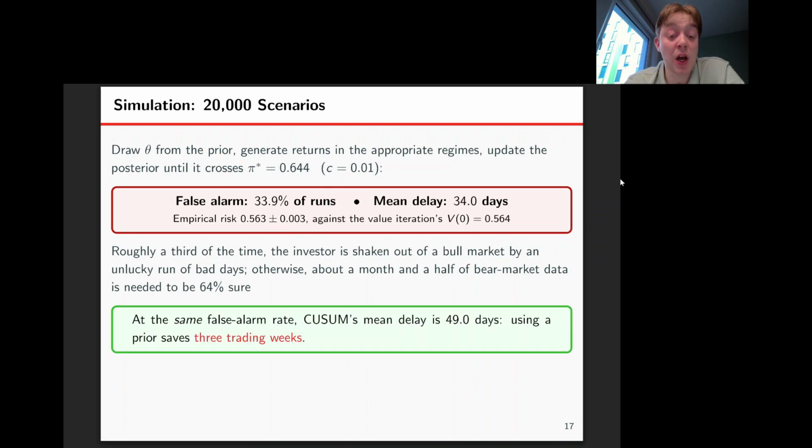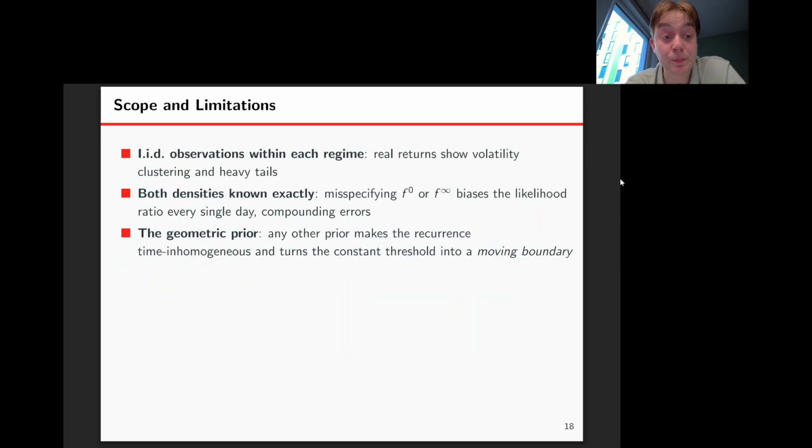At the same false alarm rate, Q-sum, which is a different variant that Shiryaev talks about, has a mean delay of 49 days. So using this geometric prior of 1/60, or whatever we set it to in our real world example, saves us about 3 trading weeks of bear market data.